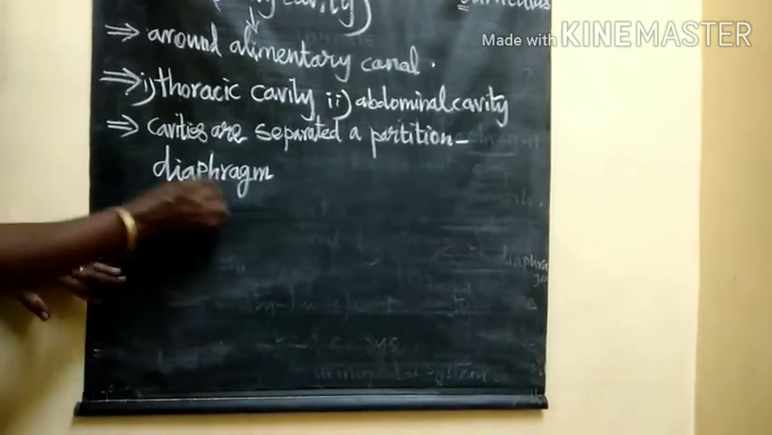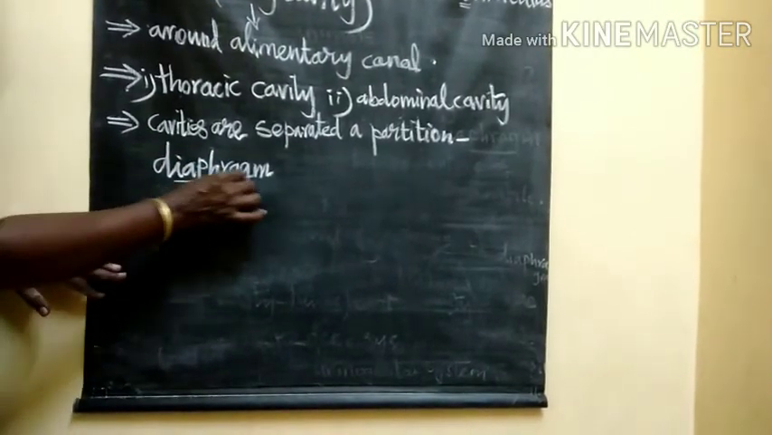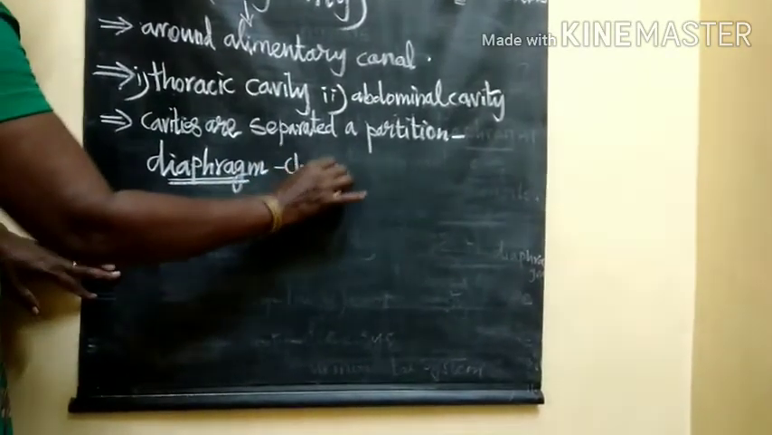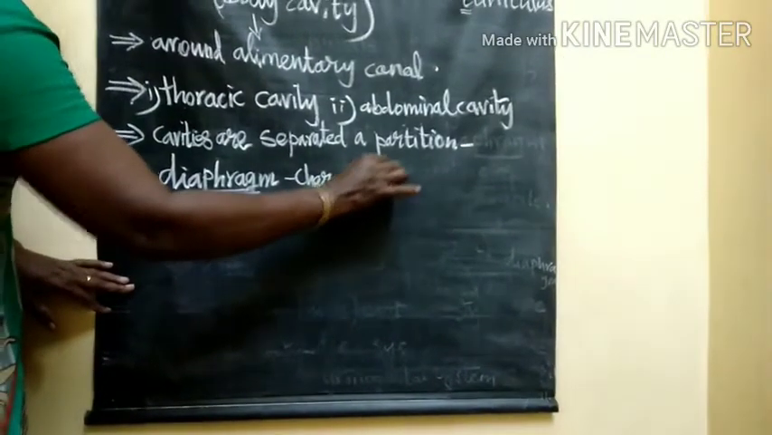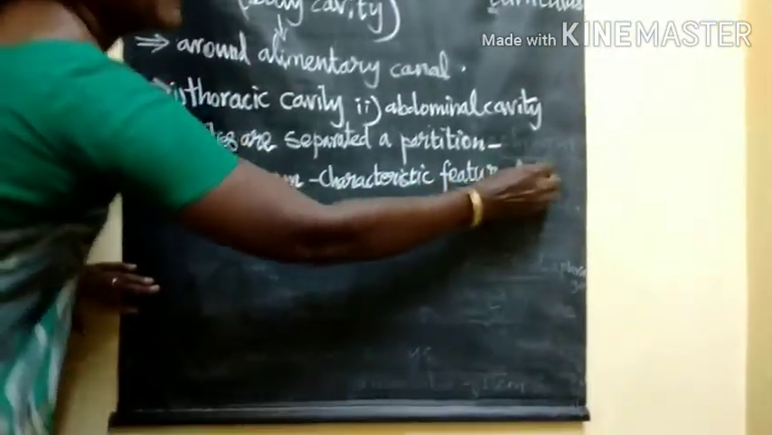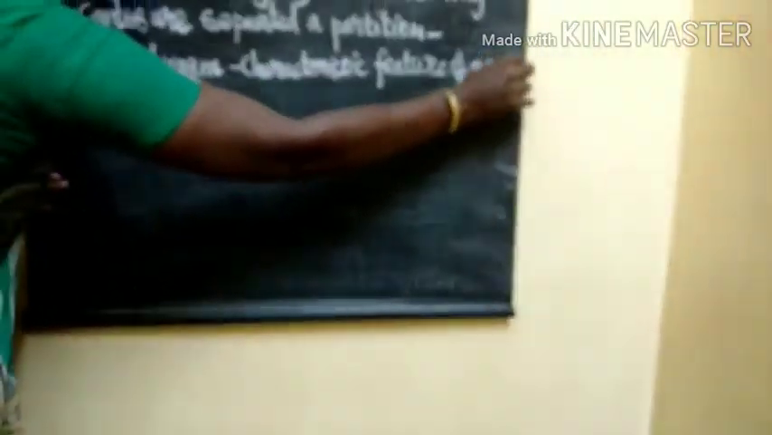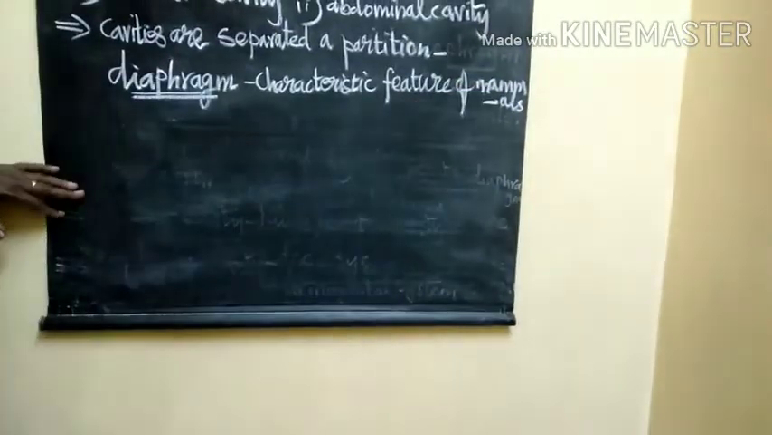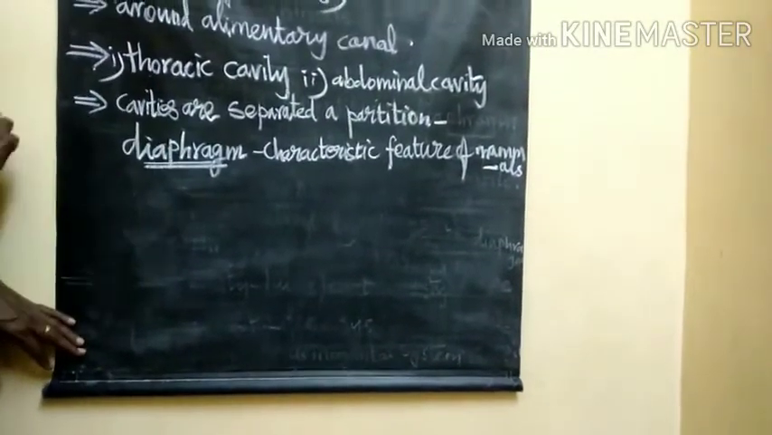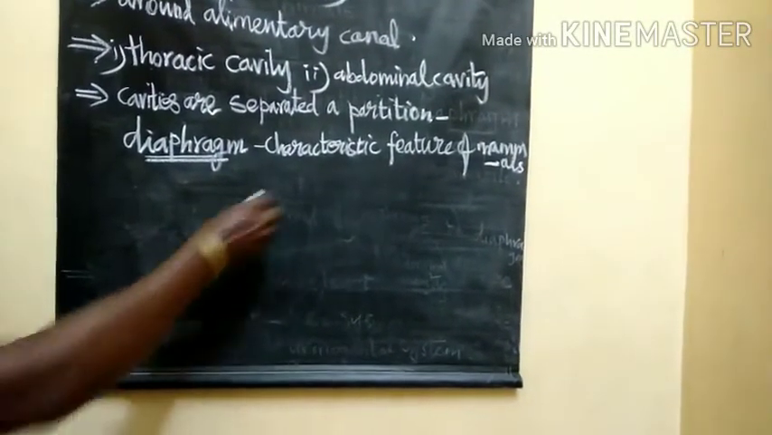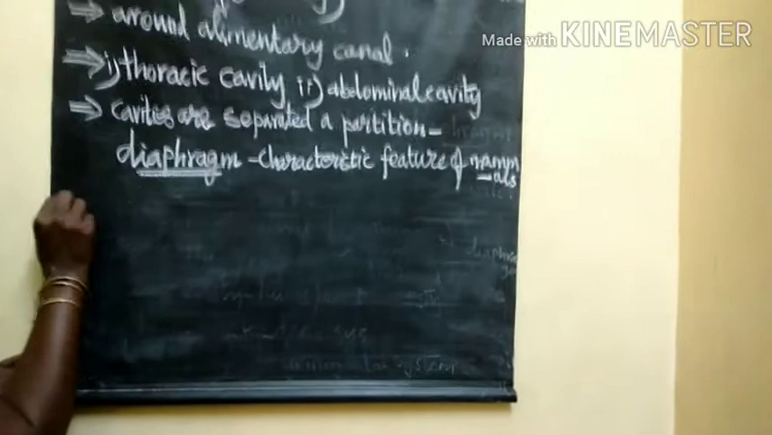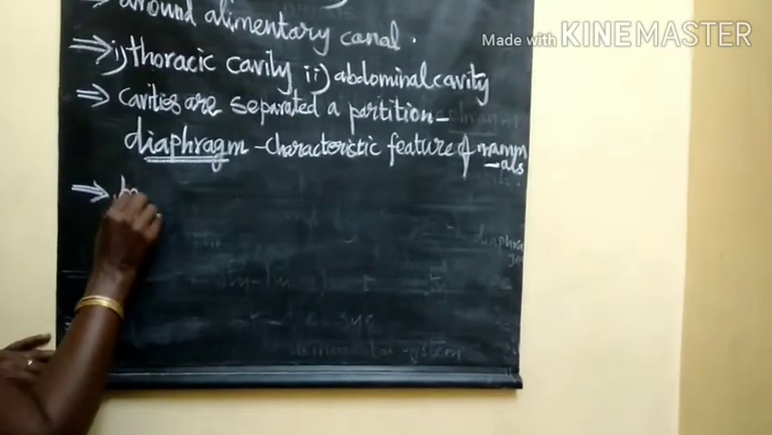See the spelling carefully. D-I-A-P-H-R-A-G-M. This is a very important word. Diaphragm is the characteristic feature of mammals. It is seen only in the mammals, not in any other animals. That is why it is the characteristic feature of mammals. And what is the role of diaphragm? The diaphragm brings about the movement of breathing.